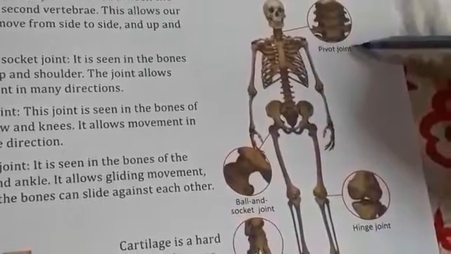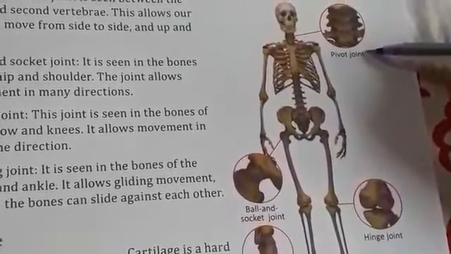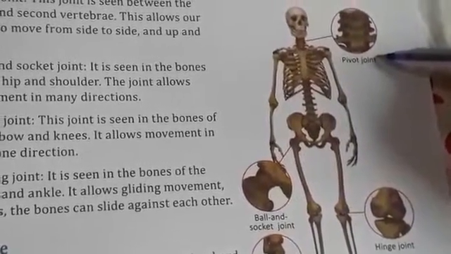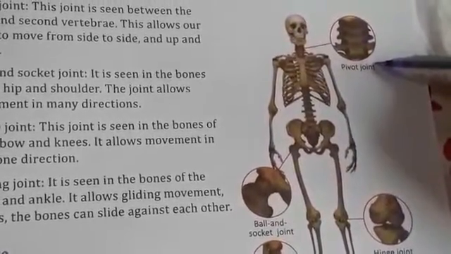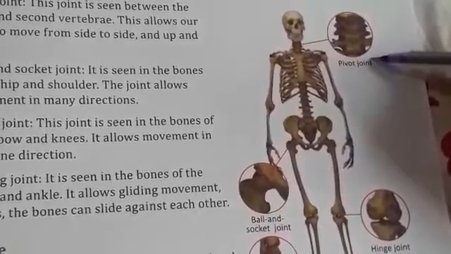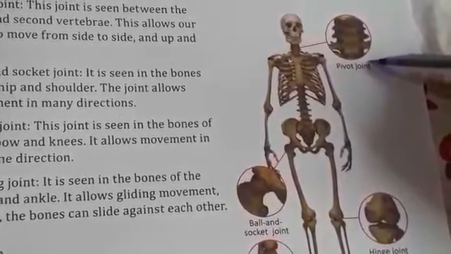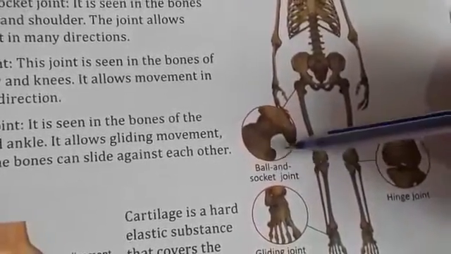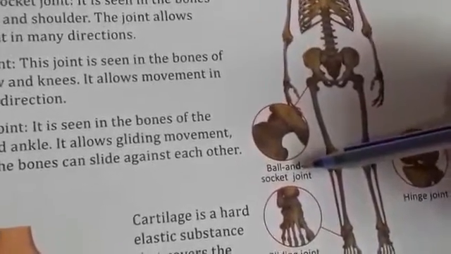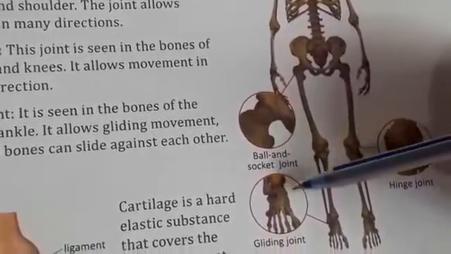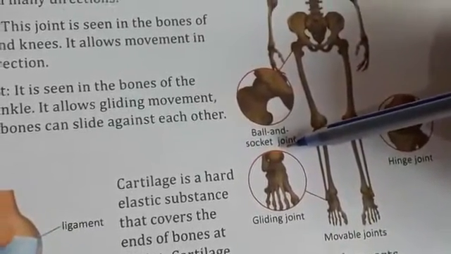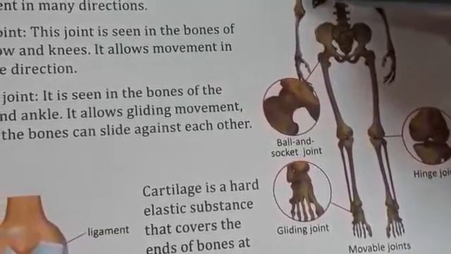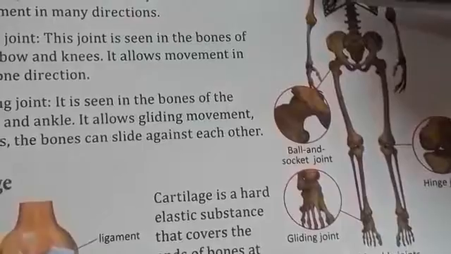Pivot joint. This pivot joint is seen between the first and second vertebrae. This allows our head to move from side to side and up and down. Ball and socket joint. It is seen in the bones of the hip and shoulders. The joint allows movement in any direction.